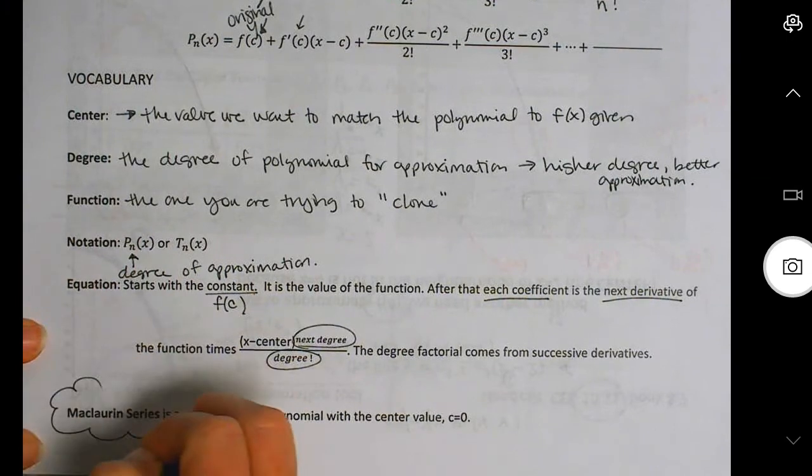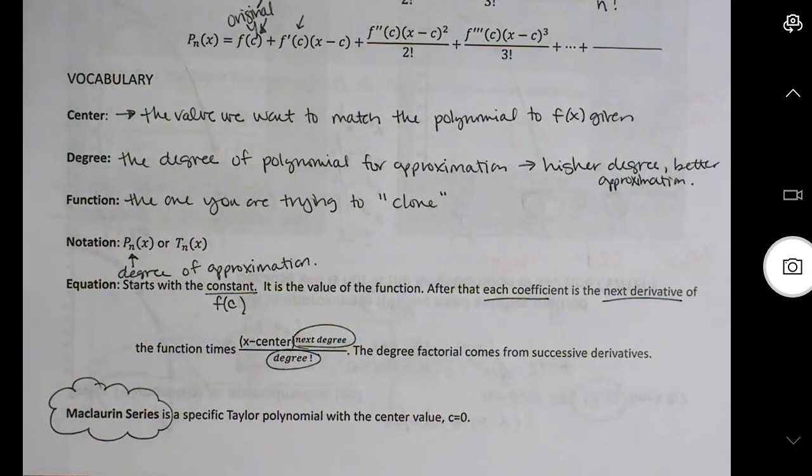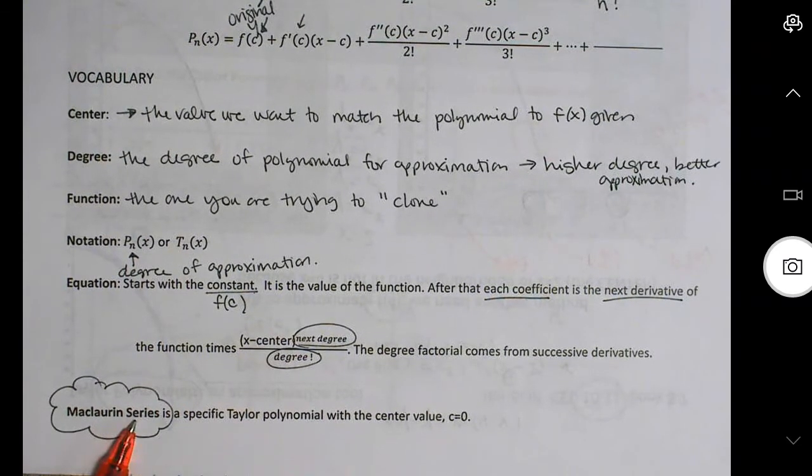If you're asked for a Maclaurin series, that one has a center value of 0. It is still a Taylor polynomial, but instead of x minus c, you just have x, which is definitely handy. So this is similar to when we did mean value theorem and Rolle's theorem. Rolle's theorem was when the derivative was 0. This is just a specific case where the center value is 0. Okay, we ready to try some? Sure. Excellent.